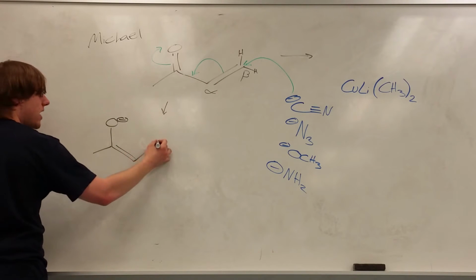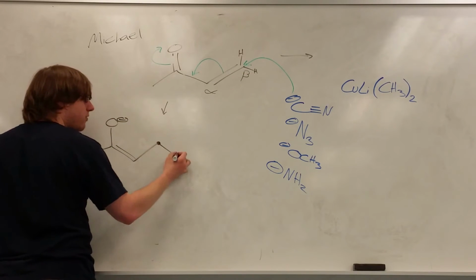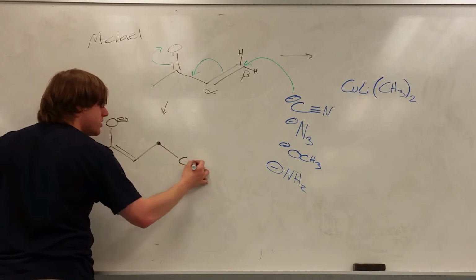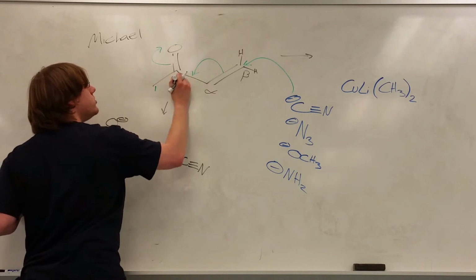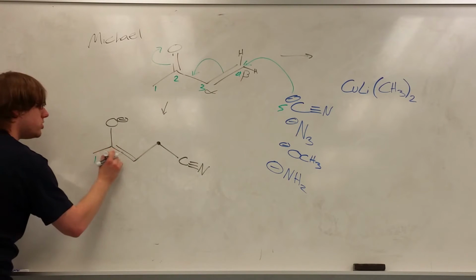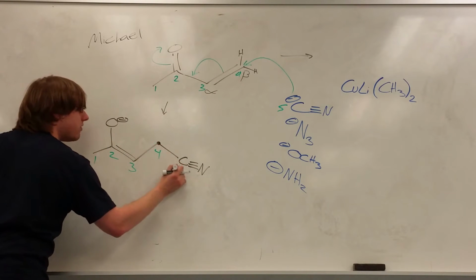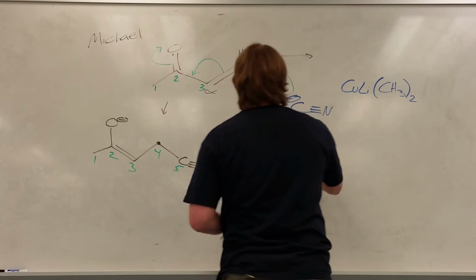The carbon that got attacked is this one, and finally, whatever attacked it is attached to that position. In this case, C triple bond N. So if I number my carbons, I have 1, 2, 3, 4, and 5. And here I have 1, 2, 3, 4, and 5. Now this isn't the end of the reaction because we're left with an enolate.